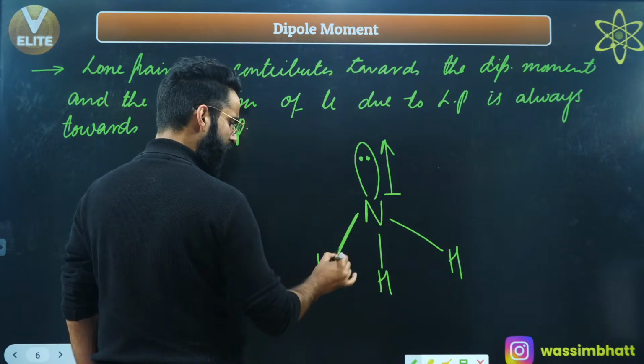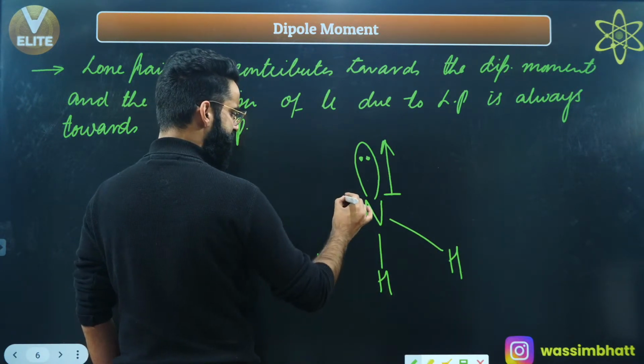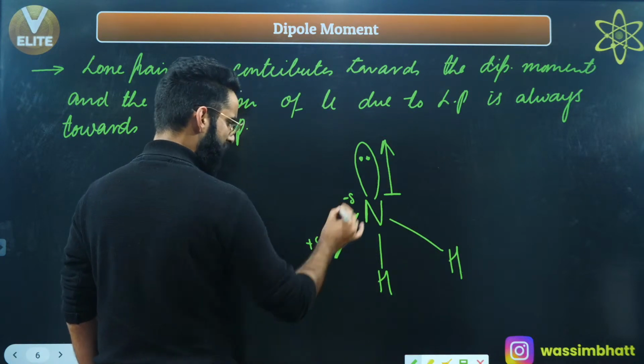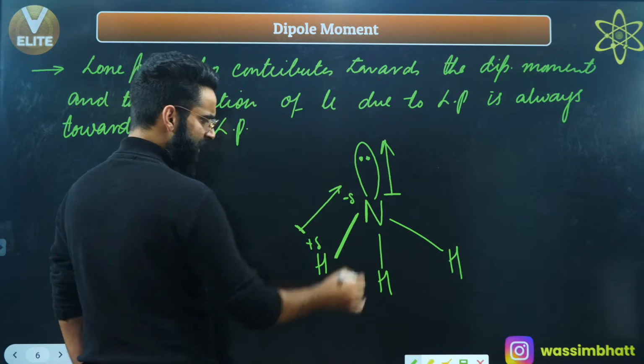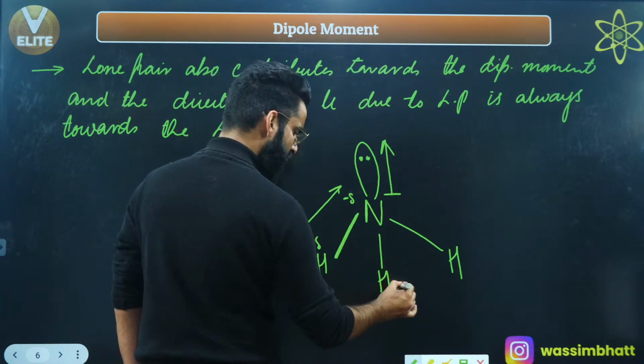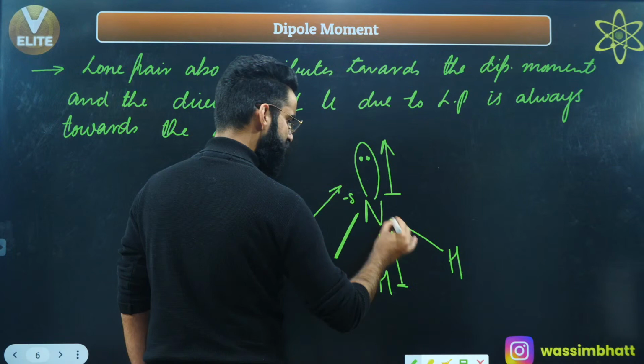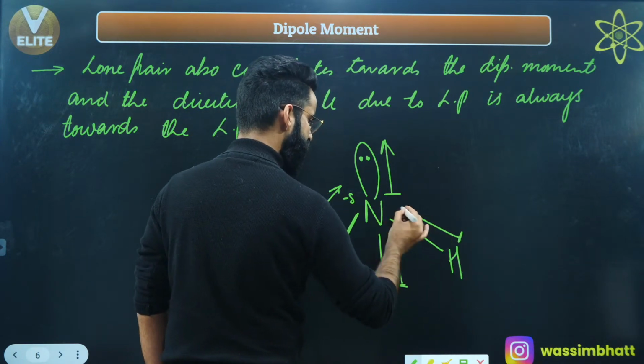Now check the rest. Nitrogen and hydrogen. More electronegative is nitrogen. So nitrogen gets delta negative, hydrogen gets delta positive. So I got one dipole over here whose direction is going to be in this way, correct? Similarly, the direction of the dipole moment due to this bond is going to be in this way. Similarly, direction of the dipole moment due to this bond is going to be in this way, correct?